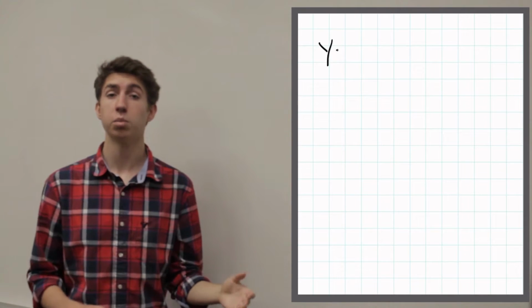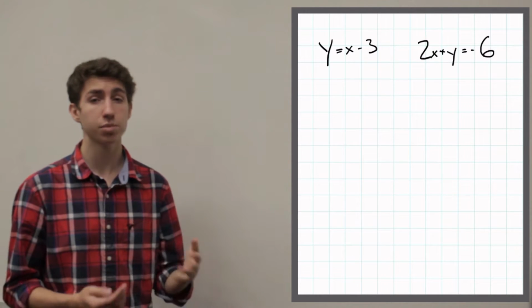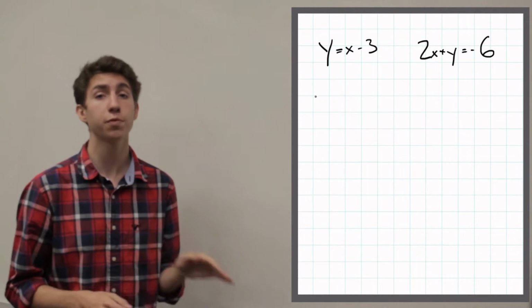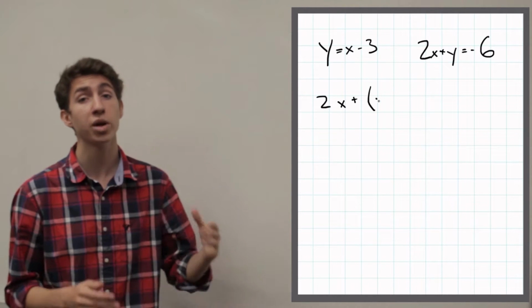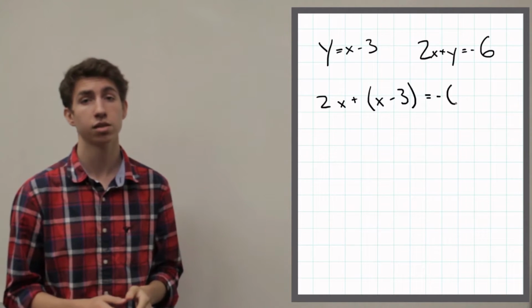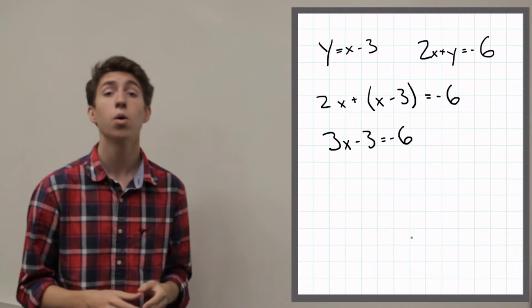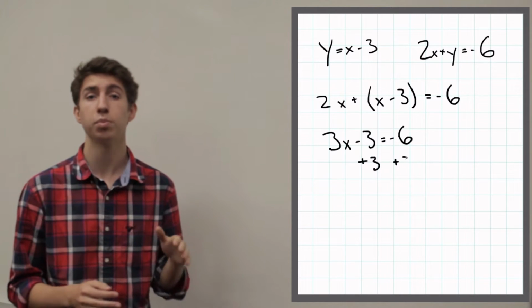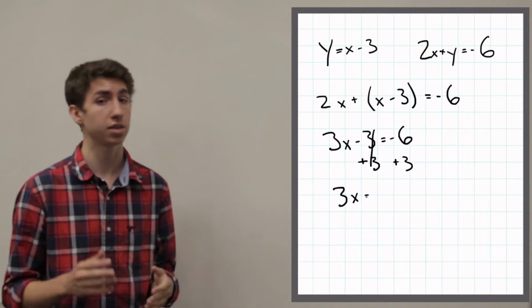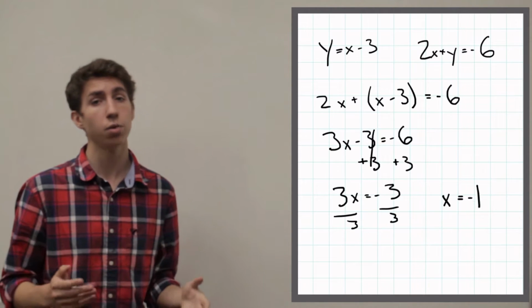Going back to our system, y equals x minus 3 and 2x plus y equals negative 6, we can substitute y equals x minus 3 from the first equation into the second equation to get 2x plus the quantity x minus 3 equals negative 6. Simplifying gives us 3x minus 3 equals negative 6. We can then solve the equation for x. We first add 3 to both sides to get 3x equals negative 3. We then divide both sides by 3 to get x equals negative 1.